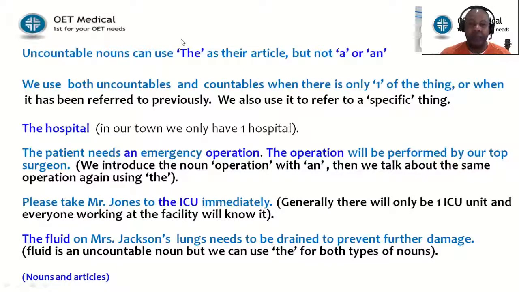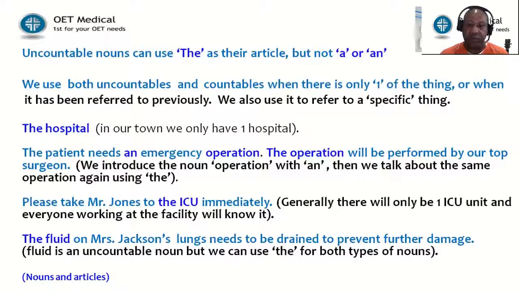Okay, uncountable nouns can use the, but they cannot use a or an. We use the with both countable and uncountable nouns when there is only one of the things, or when the thing has been previously referred to, or when we refer to a specific thing.